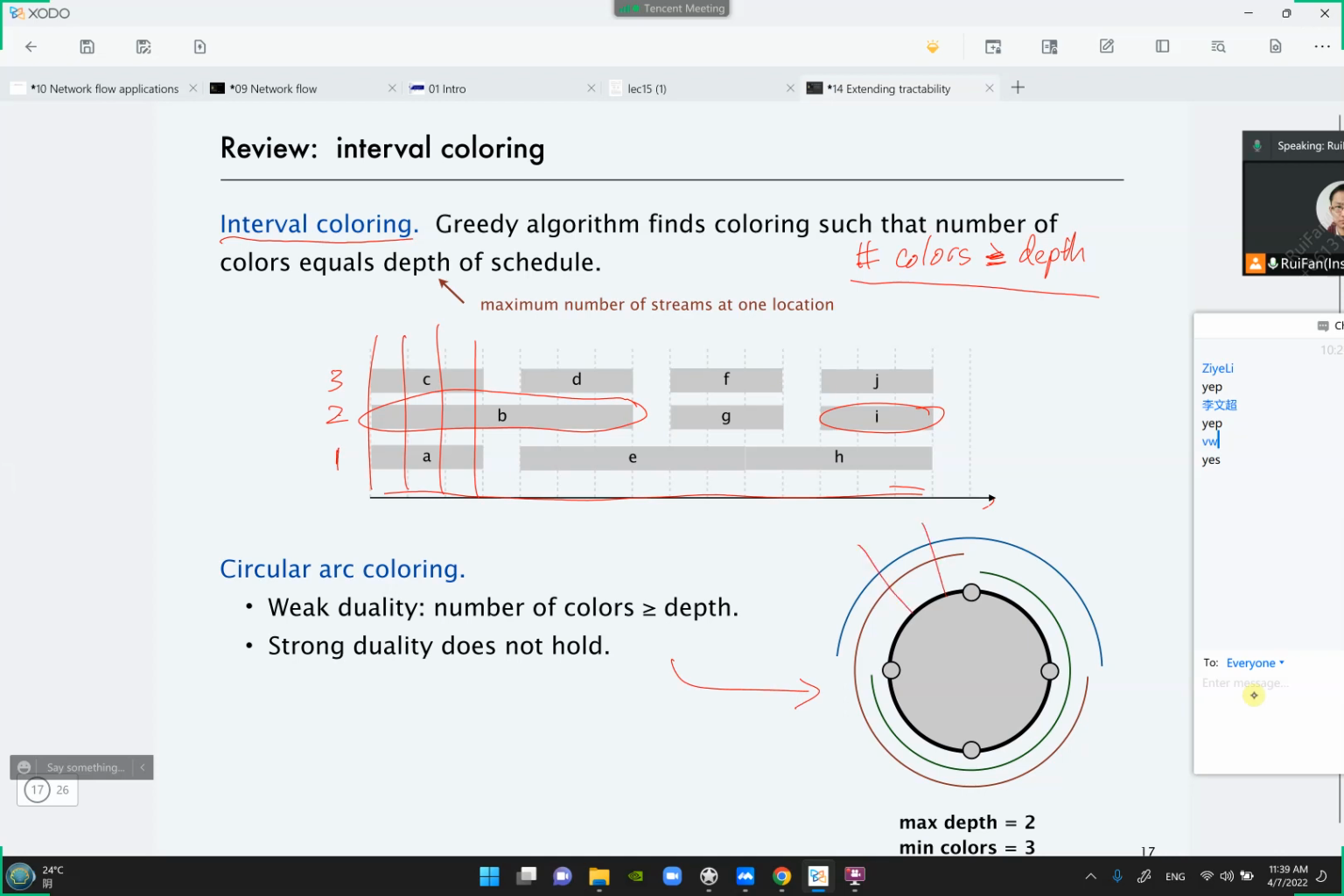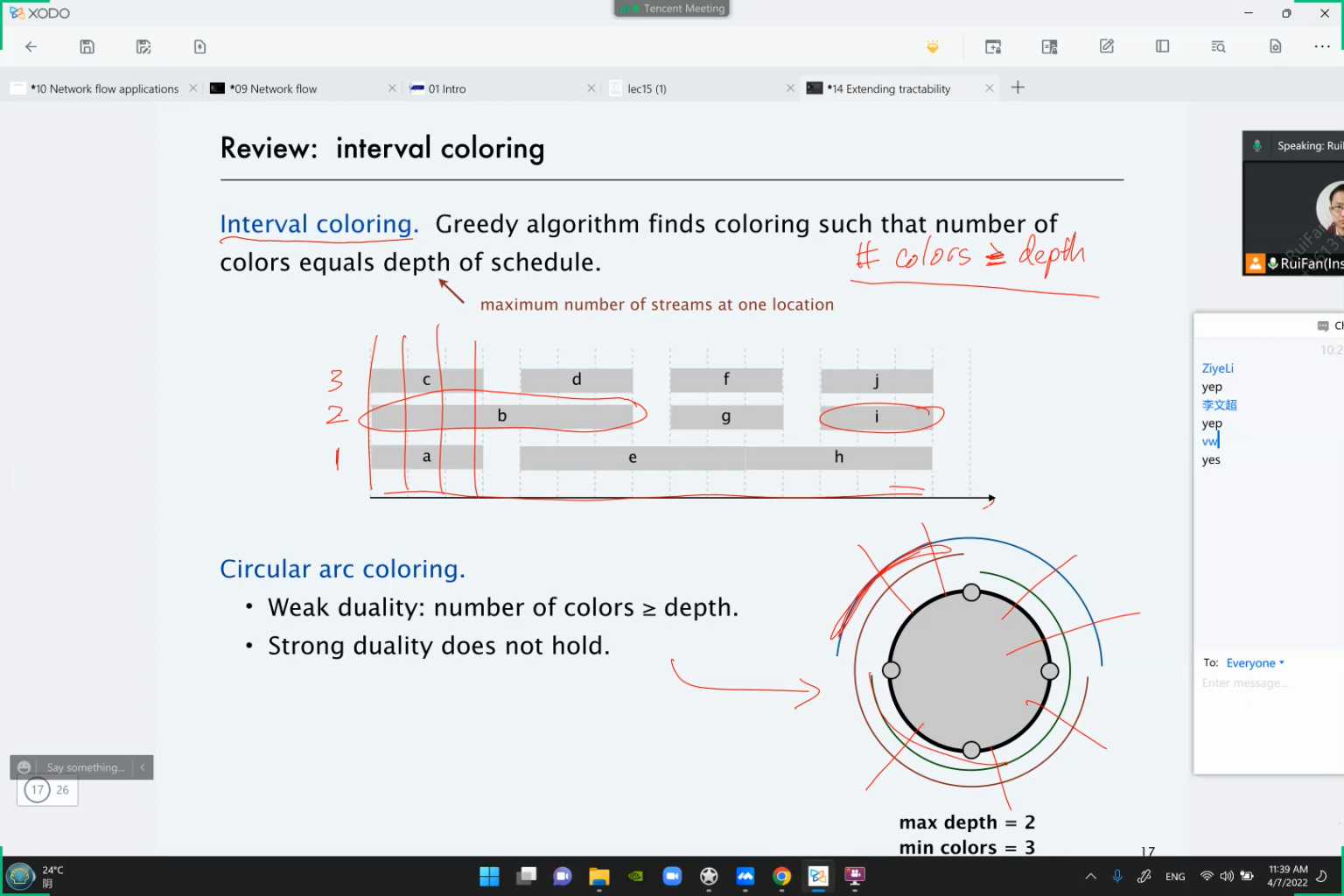the depth at any point, if you look at any point, you only have 2 overlapping intervals. But the minimum number of colors you need is actually 3, right? Because, for example, this red interval over here overlaps at different points, in different regions. It overlaps with the blue interval and also with the green interval. So therefore, this red thing needs to be different from both green and blue. So therefore you need 3 colors.